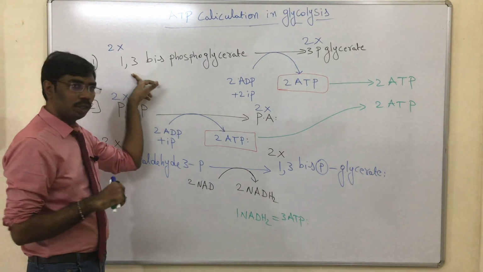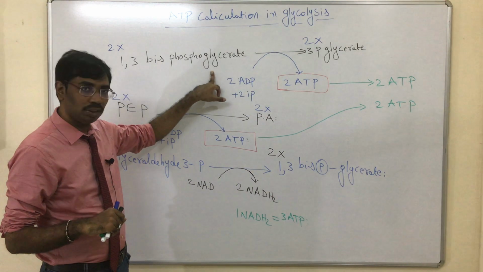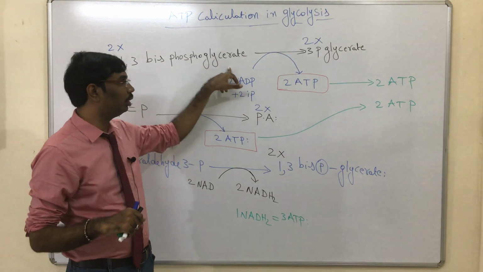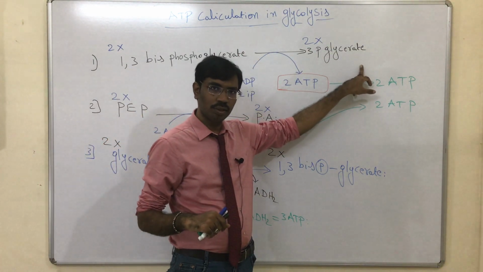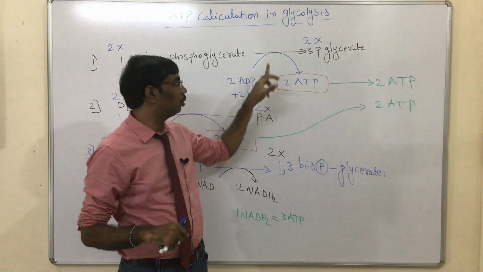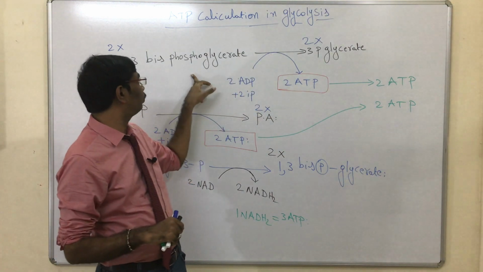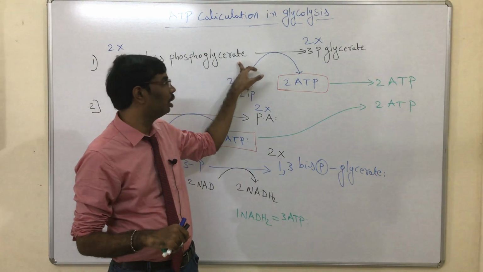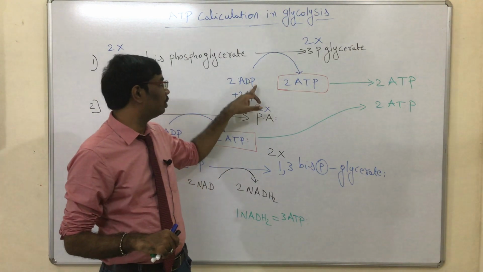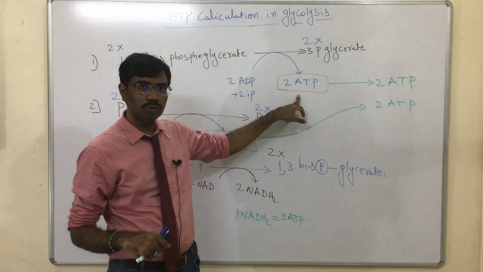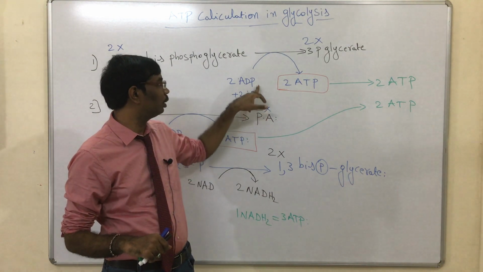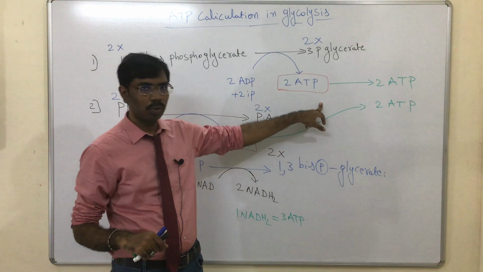So see here, 2 molecules of 1,3-bisphosphoglycerate. This is one reaction in glycolysis. 2 molecules of 1,3-bisphosphoglycerate are converted into 2 molecules of 3-phosphoglycerate. For 1 molecule, 1 ATP is produced, and 2 molecules are involved, so there is a production of 2 ATP. In this reaction, 2 ADP and inorganic phosphate are converted into 2 ATP molecules.